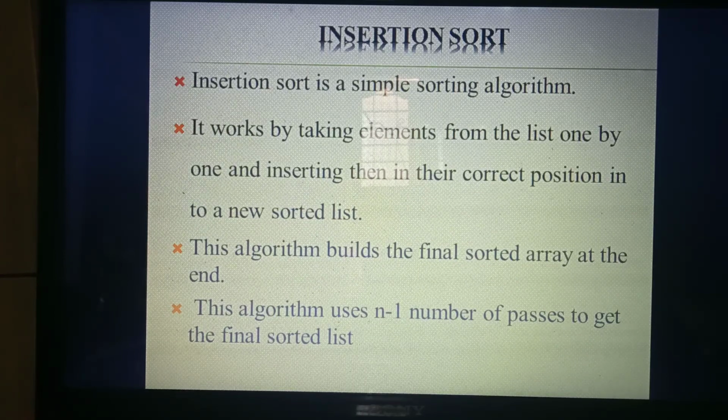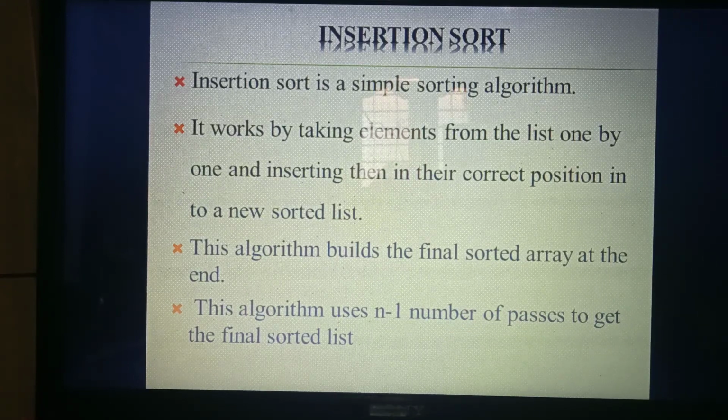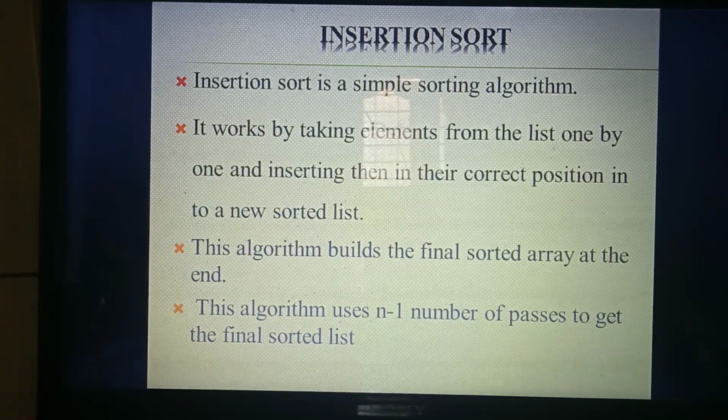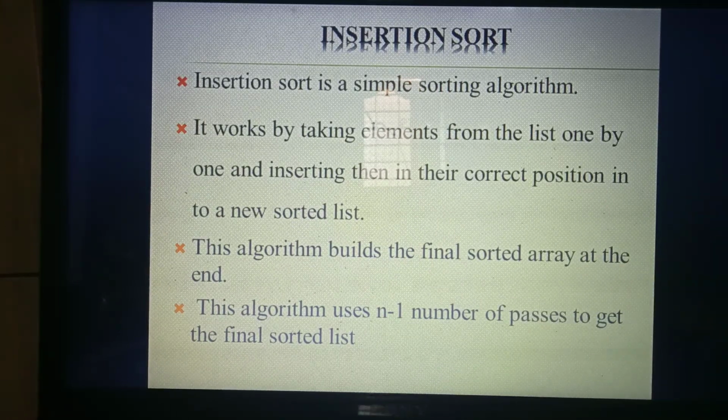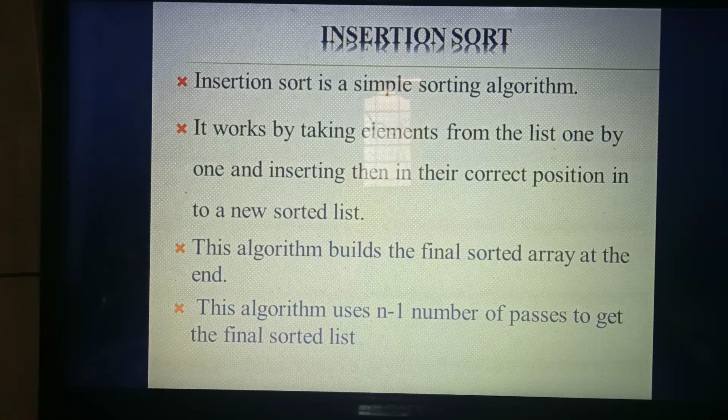So how many passes will this algorithm require? N minus 1. To get the final sorted list, the number of passes required is n minus 1. Don't get confused. For example, say you are going to sort 10 elements in a list. 10 elements are already there in the list.